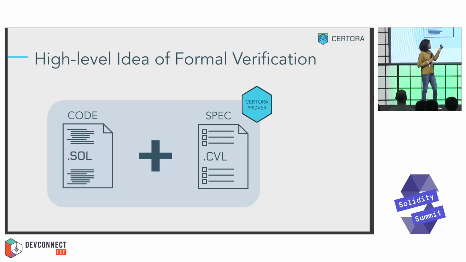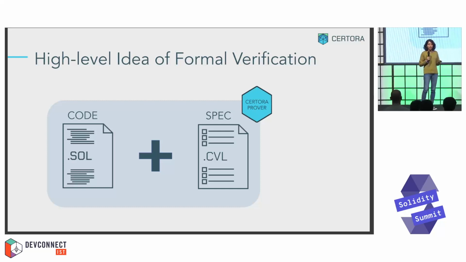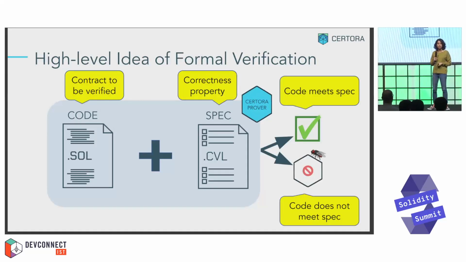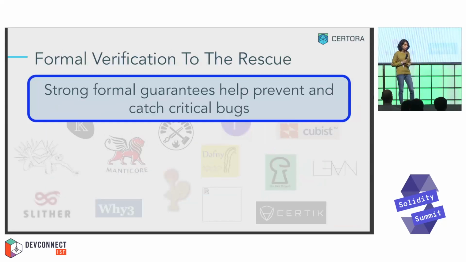We have this language called CVL. It just stands for Certora Verification Language. We weren't really very creative about the names here. The idea is that you take your code and your spec and pass them to the prover, and the prover tells you whether your code matches the specification, which is what you want, or if there's a counterexample and you get a violation.